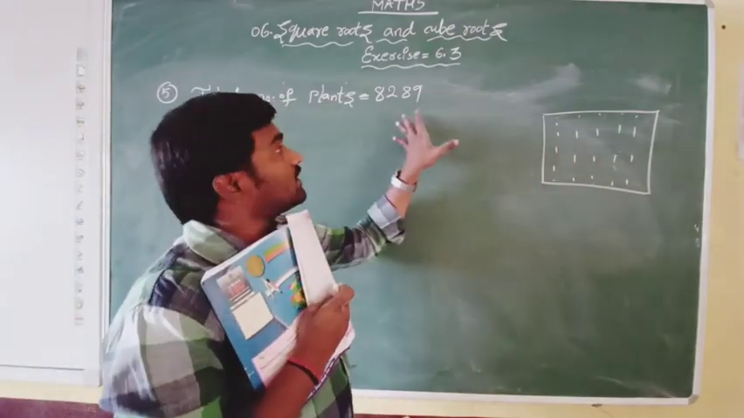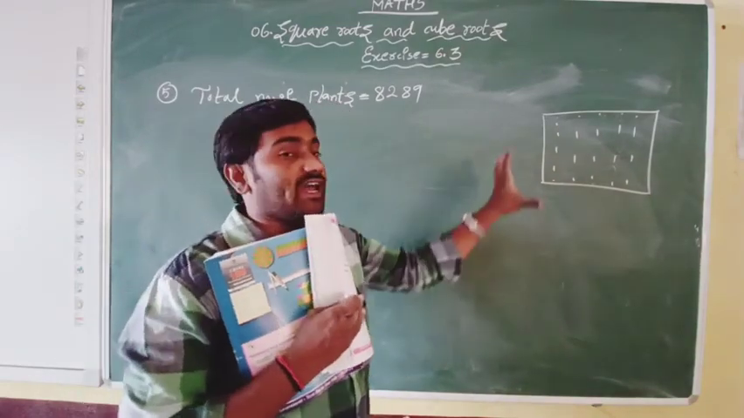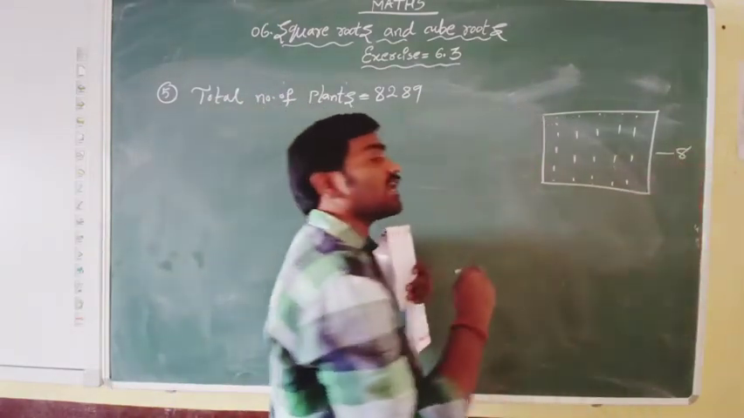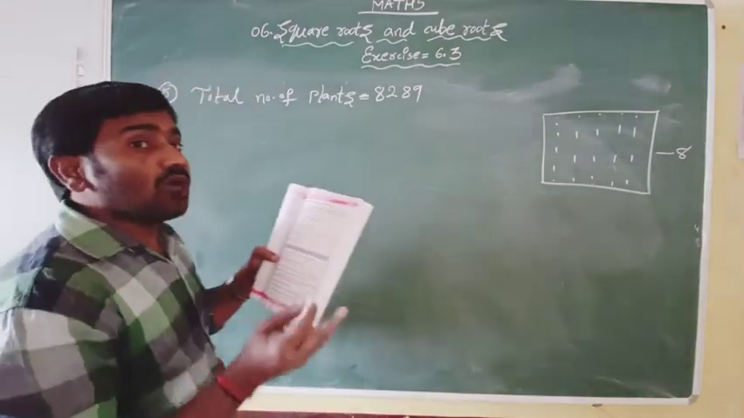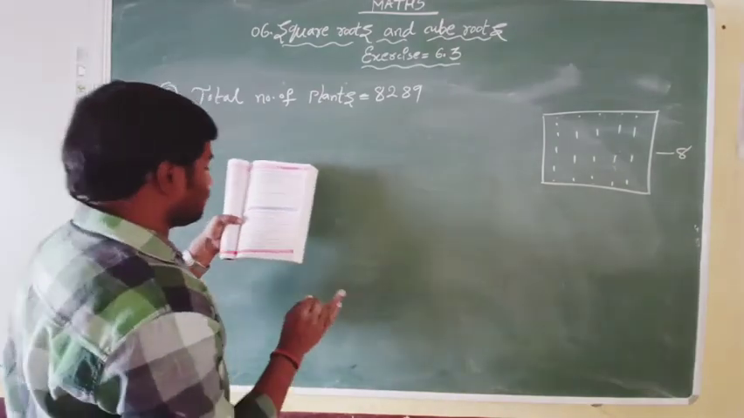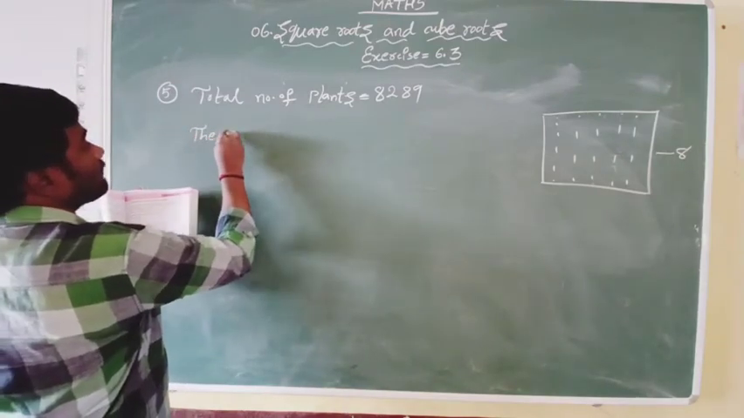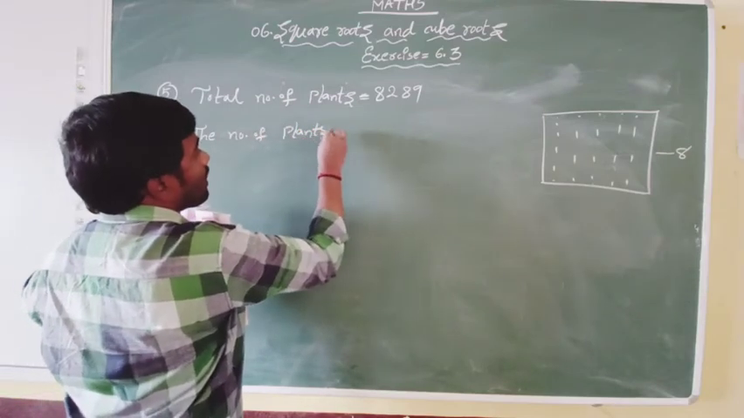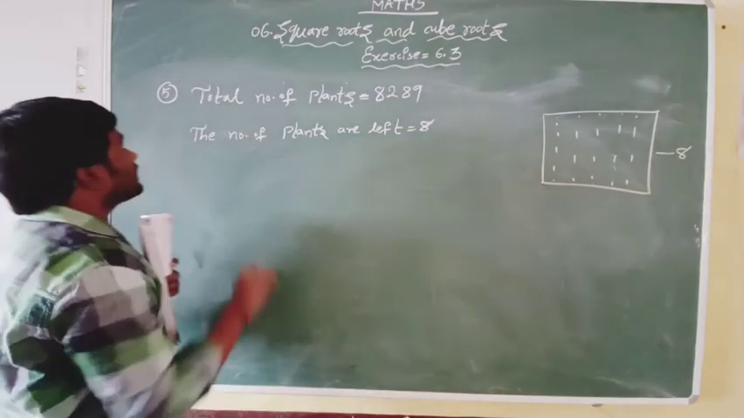But what happens? You kept some plants in the shape of a square, but only 8 plants are left. After arranging in the shape of a square, there are 8 plants left. These 8 plants cannot be arranged in the square shape itself. Okay. So then we need to think how many plants he planted. That's what we have to find. The number of plants left is equal to 8.